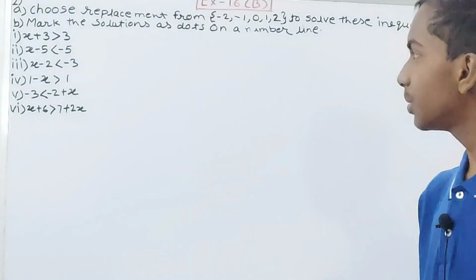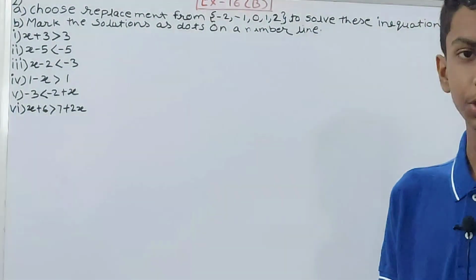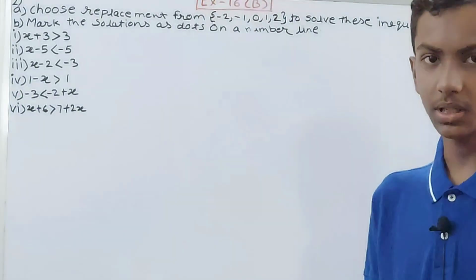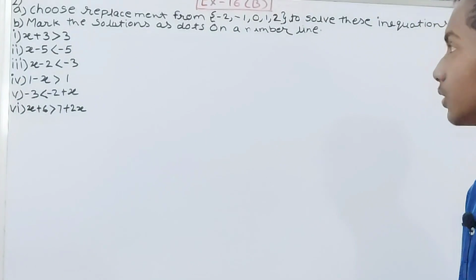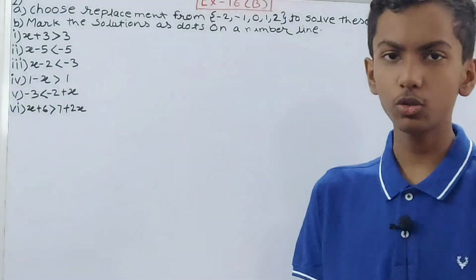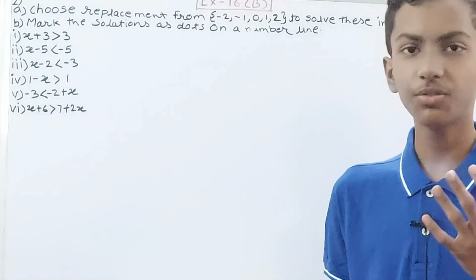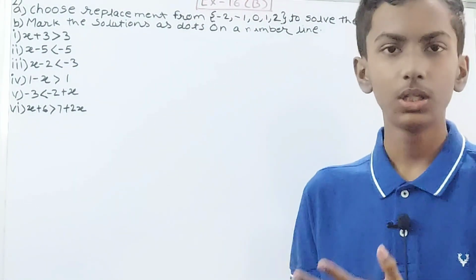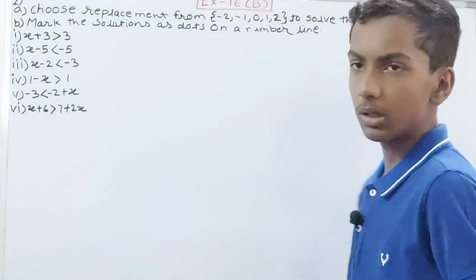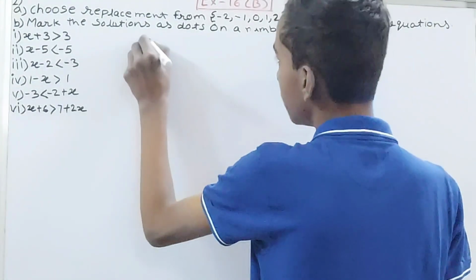What you can see, we have some inequations. We have to solve these inequations, and after solving we have to mark their solutions from the replacement set that is given. We have -2, -1, 0, 1 and 2. From these 5 numbers we have to choose the solution of x and mark that as dots on number lines. I will come to that. First we have to solve.